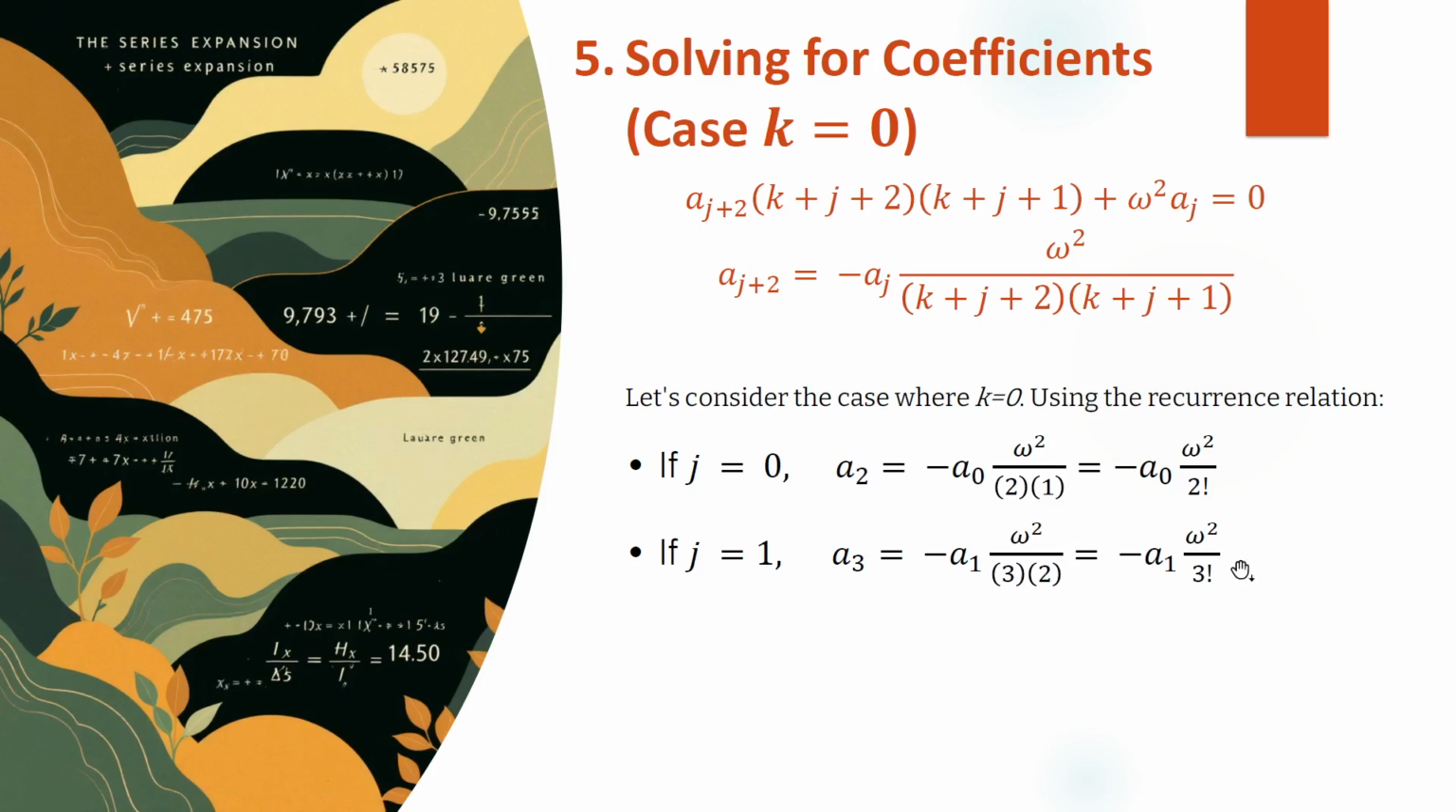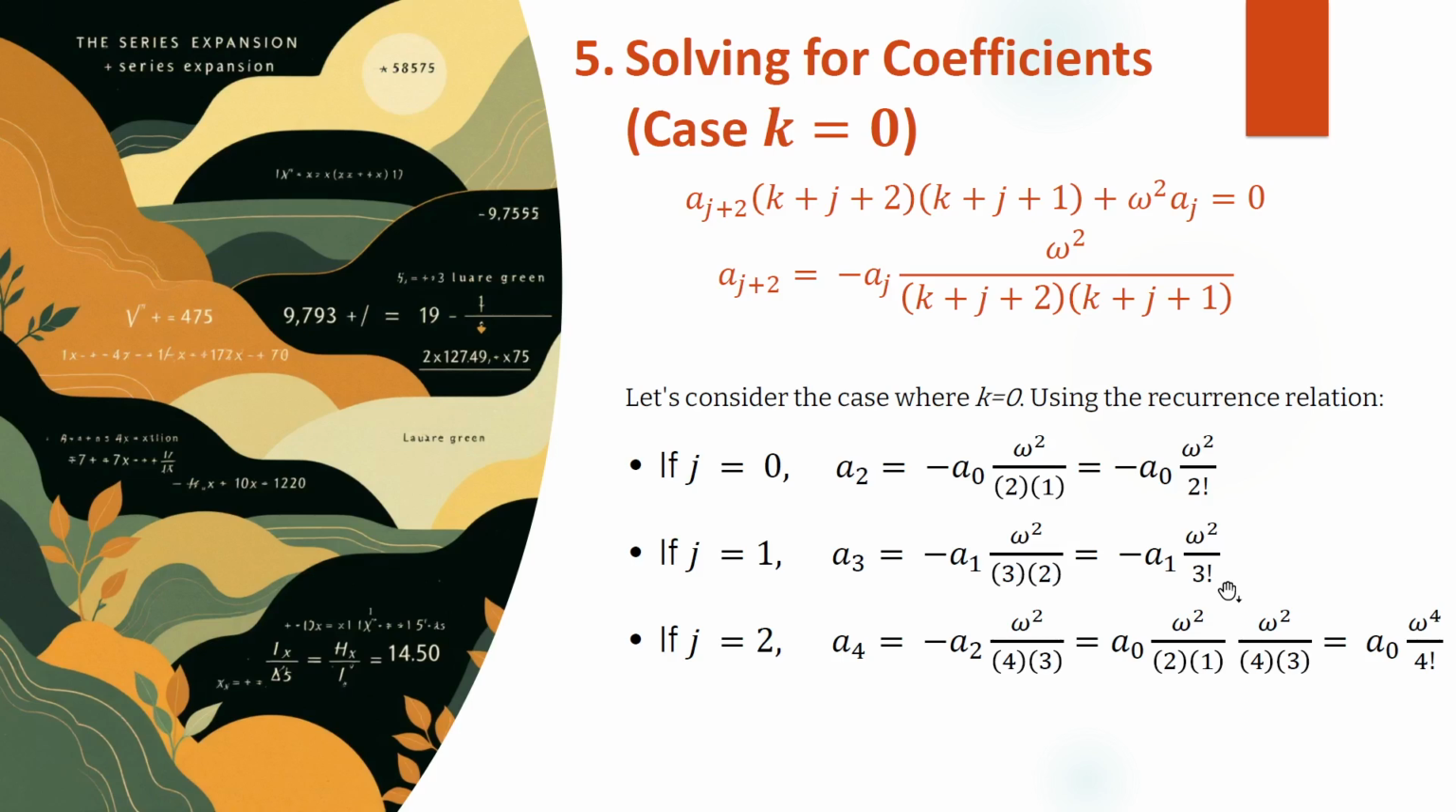For j is equal to 1, we have negative a1 omega squared over 3 times 2 times 1, so that's 3 factorial. If j is equal to 2, we have a sub 4 is equal to negative a2 omega squared over 4 times 3. But notice that a sub 2 has already been solved. That's negative a naught times omega squared over 2 factorial. So the final answer for j is equal to 2 and k is equal to 0 is a naught times omega to the 4th over 4 factorial.